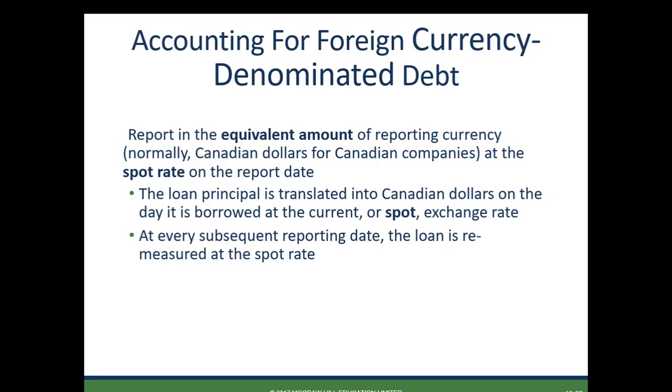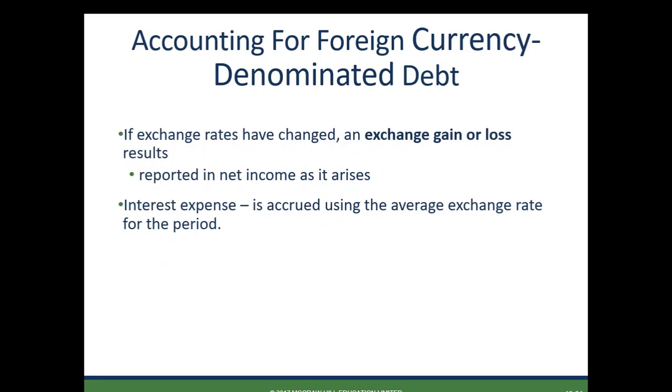paid off. So the loan principal is originally translated into Canadian dollars on the date that it is borrowed at the current or spot exchange rate. At every subsequent reporting date, the loan is remeasured at this current rate. If exchange rates have changed, we'll have an exchange gain or loss. So this is included in earnings in the year in which it arises. If exchange rates are particularly volatile, it can result in fairly large fluctuations to earnings.